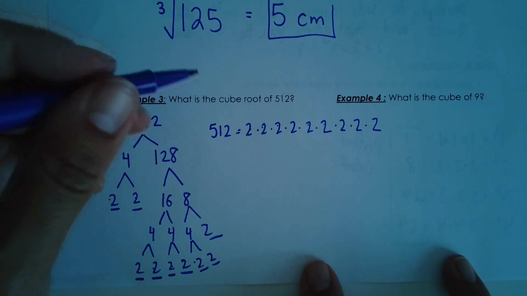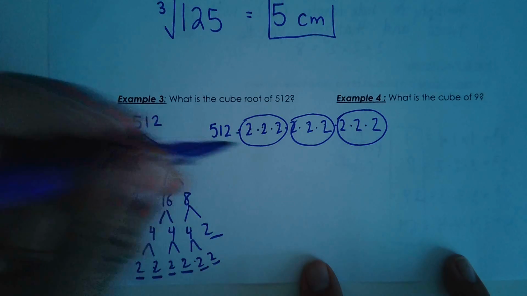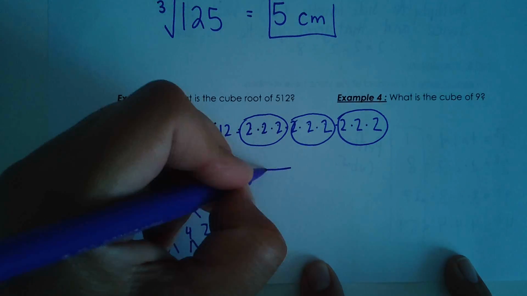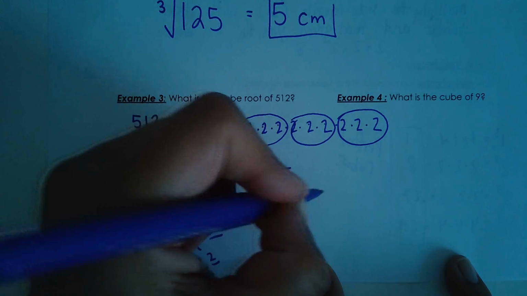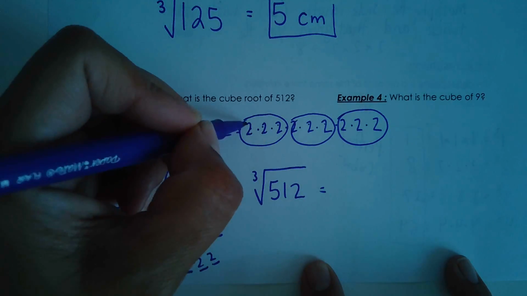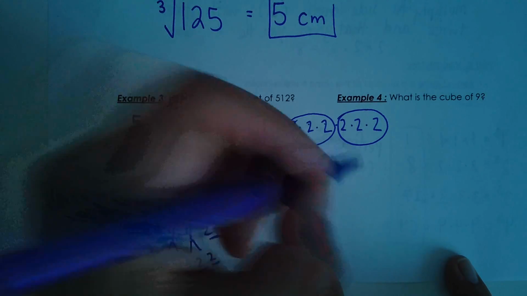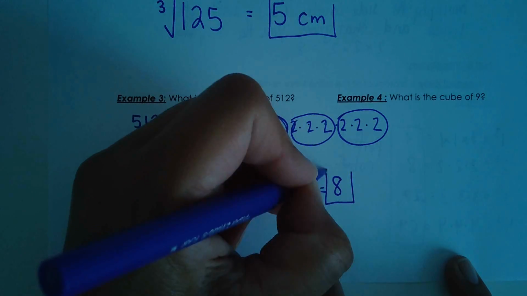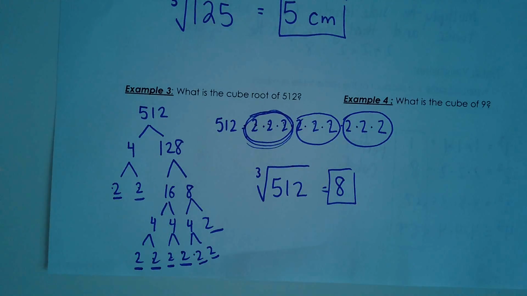Okay, and if I put them in groups of 3, because I'm looking for the cube root, how many groups do I have? I have 3 groups. So the cube root of 512 is the value of one group. So 2 times 2 times 2, which is 8. So the cube root of 512 is 8.